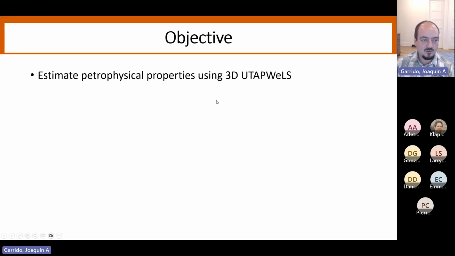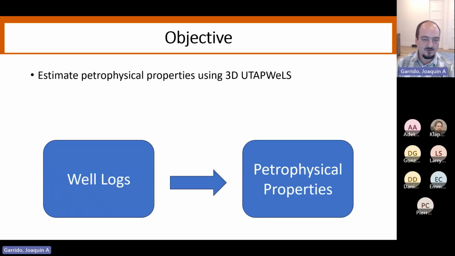The objective of what we're going to be doing today is to estimate petrophysical properties using 3D UTEP wells, which is the main objective of the industry. We're just going to propose a specific pathway to do that. We're going to start with well logs, and at the end, we're going to get petrophysical properties. We're going to demonstrate a probabilistic strategy, which is one of the things that's going to make it different.